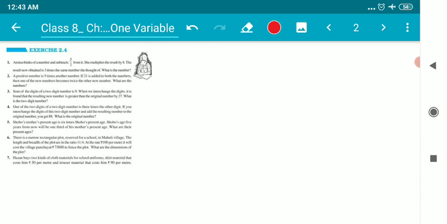So, children, for revision, I have chosen very selective questions, which are quite related to almost every question of this exercise. So, I have chosen some questions for the revision. So, without wasting time, I want you to give a start for that.